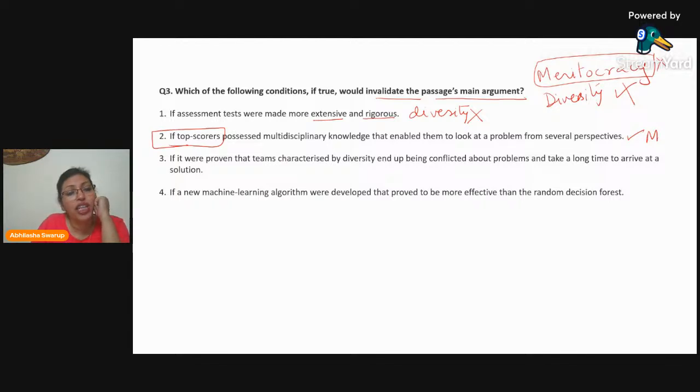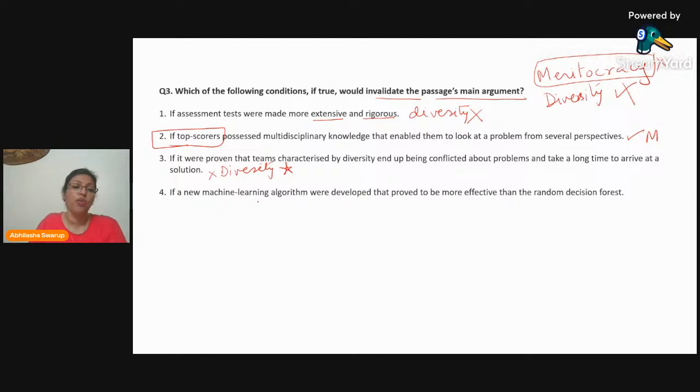If it were proven that teams characterized by diversity ended up being conflicted about problems and take a long time to arrive at a solution. Well, they would end up being conflicted, but does this really say that diversity is bad? I'll put a star on this. This says diversity is not a good thing.